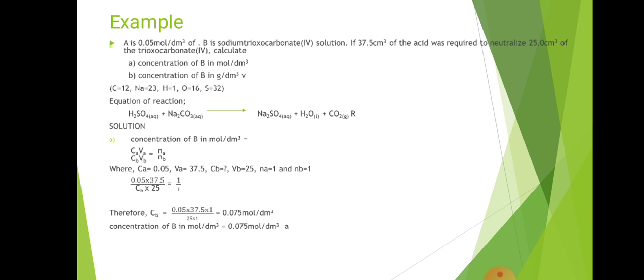From the information, our Ca is equal to 0.05 mole per dm cube, our Va is 37.5 cm cube, our Vb is 25.0 cm cube, while our Na from the equation of the reaction is 1, and that of the base is also 1, that is 1 of tetraoxosulphate(VI) acid to 1 of sodium trioxocarbonate(IV). Therefore, if we input the values in the formula, CAVA over CBVB equals NA/NB, and make CB the subject of the formula, we can deduce that the concentration of the base in mole per dm cube is equal to 0.075 moles per dm cube.